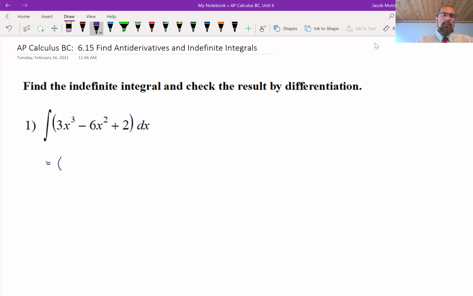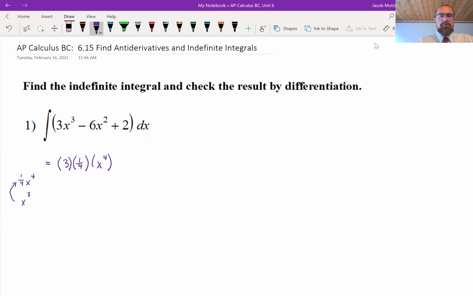I'm going to keep the constant 3, but then as I think about x cubed, if that was my derivative and I was looking for an antiderivative, in other words, backing up to an original function, that would be 1 over 4 x to the power of 4. So I'll include that with both parts there.